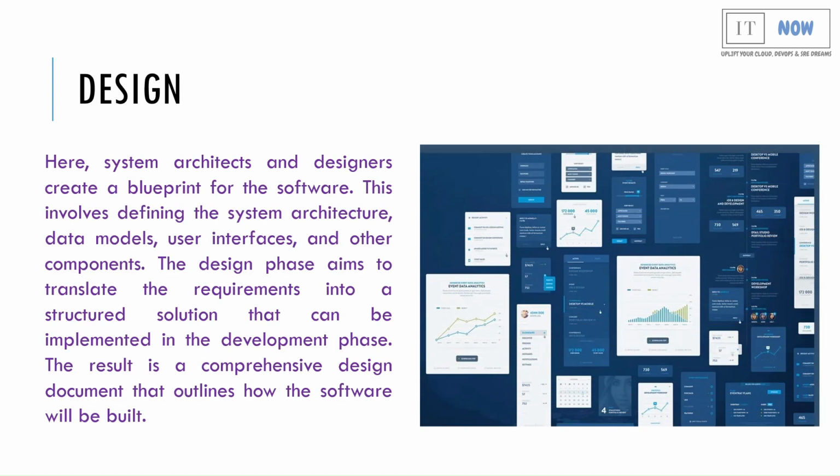Following the requirement phase, we enter the design phase. Here system architects and designers create a blueprint for the software. This involves defining the system architecture, data models, user interfaces, and other components. The design phase aims to translate the requirements into a structured solution that can be implemented in the development phase. The result is a comprehensive design document that outlines how the software will be built.